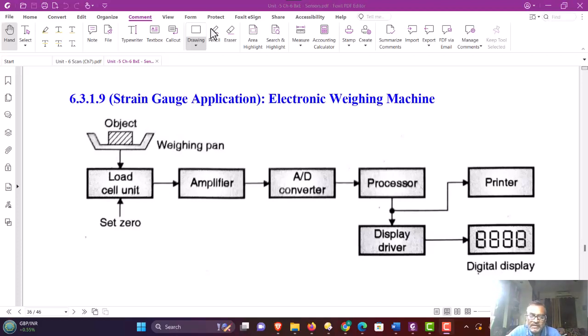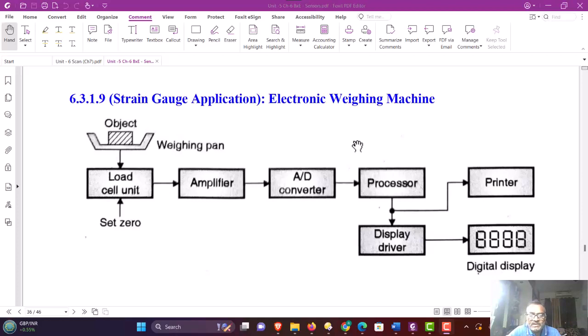Amplifier can be connected directly to an analog instrument, or it can be connected to a digital system, and most of the time nowadays we will see a digital indicator. For that purpose, we will convert the analog output from the amplifier to a digital signal, and that can be done by an A to D converter.